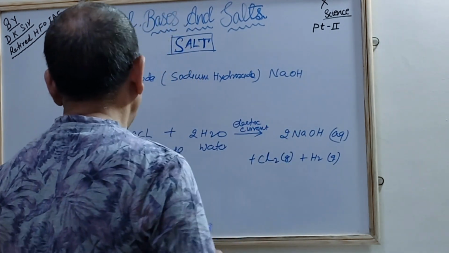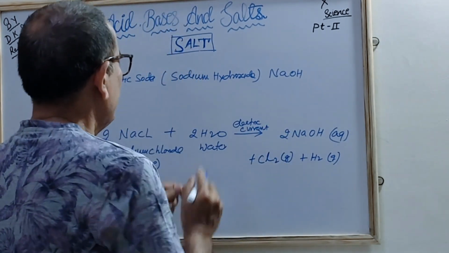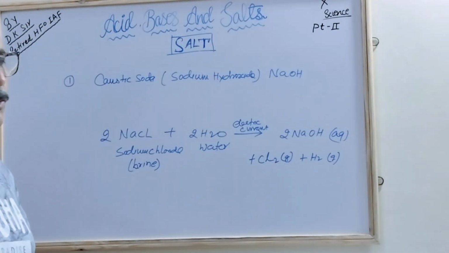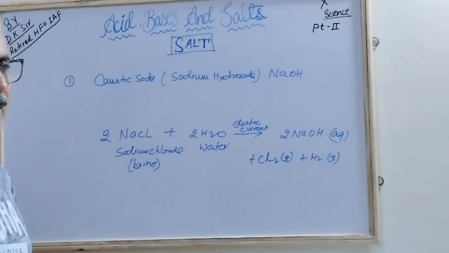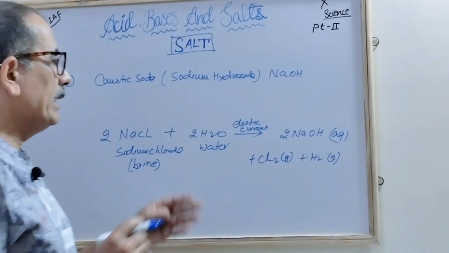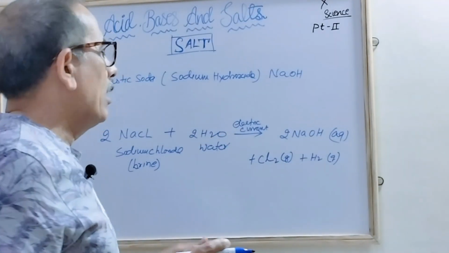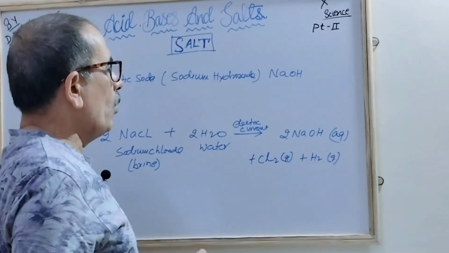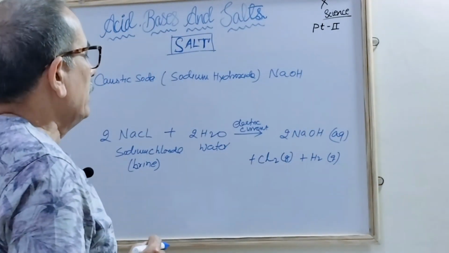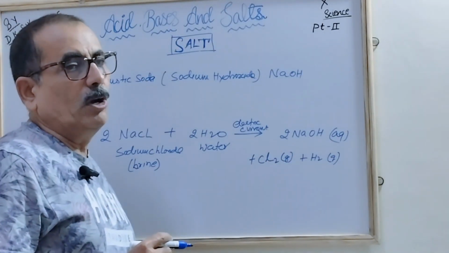So when you mix NaCl with water, it becomes aqueous, correct? When you make the solution of NaCl and water and pass an electric current through it, it will break down into three products. The one is NaOH, correct? That is the caustic soda. It is aqueous, dissolved in the water.